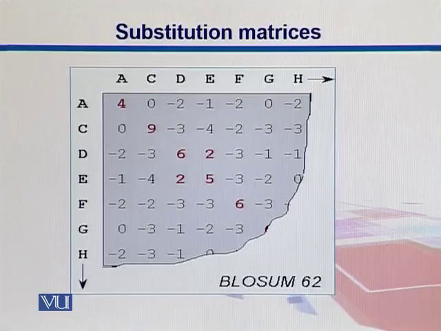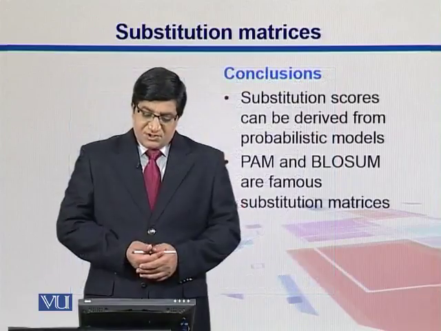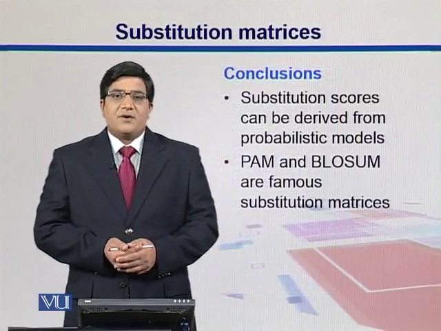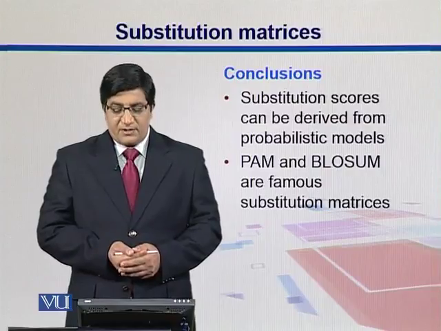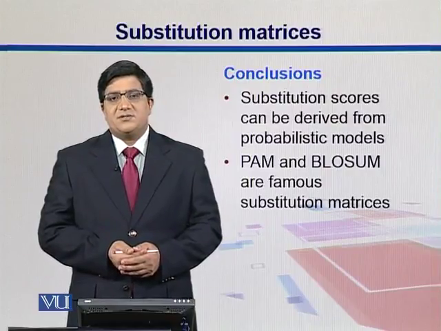So here we have A. Substituting an A with an A, the score is 4. A with D, the score is -2, and so on. In this way, they came up with this matrix. We call it the BLOSUM 62 matrix. So substitution scores can be derived from probabilistic models, and PAM and BLOSUM are some famous substitution matrices.